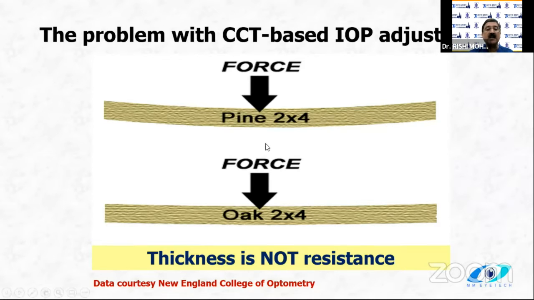If one takes a pine wood and one takes an oak wood, the pine wood of 2 millimeter thickness will bend with a certain force.